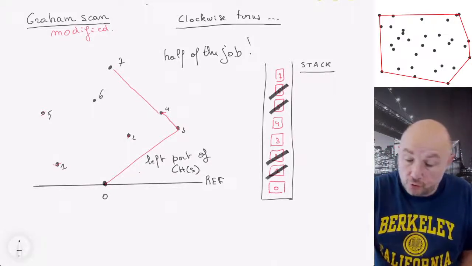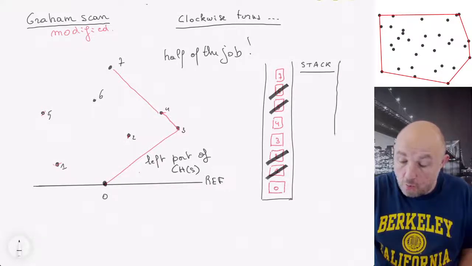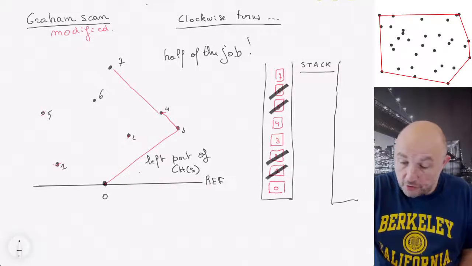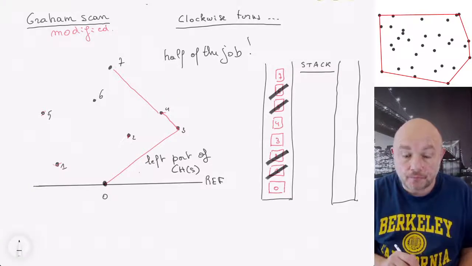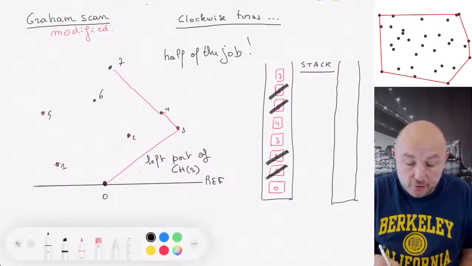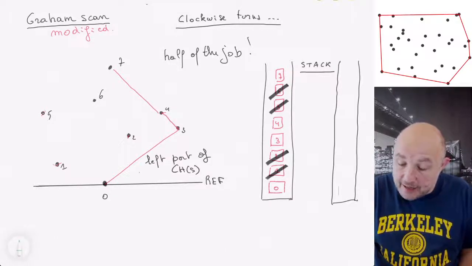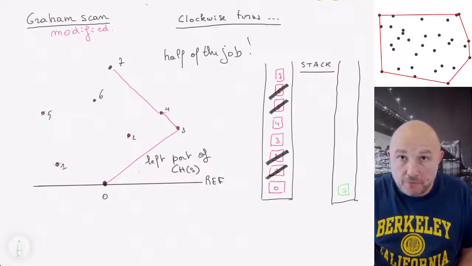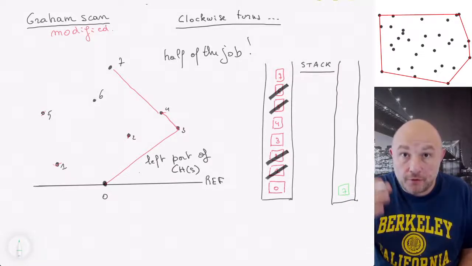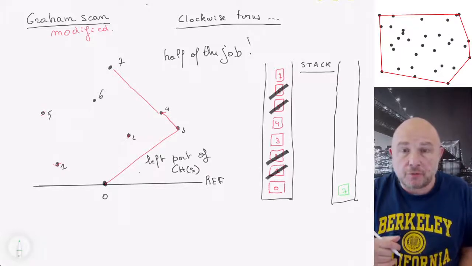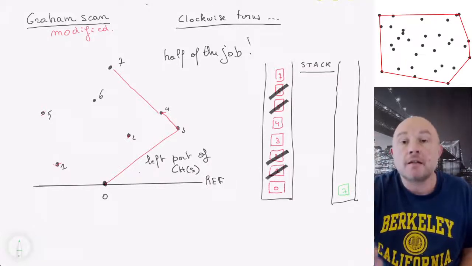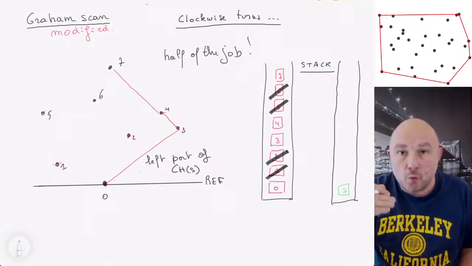In order to do the right part, obviously, we do a second stack. But the second stack is going to be a little bit different. We will start at the top. We apply exactly the same algorithm as before, except we don't go from bottom to top, we go from top to bottom. So bottom to top is 0, 1, 2, 3, 4, 5, 6, 7. Top to bottom is 7, 6, 5, 4, 3, 2, 1, 0.